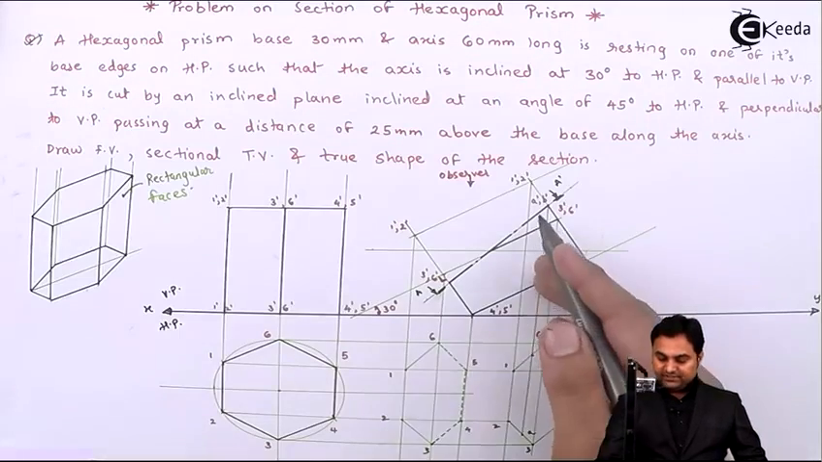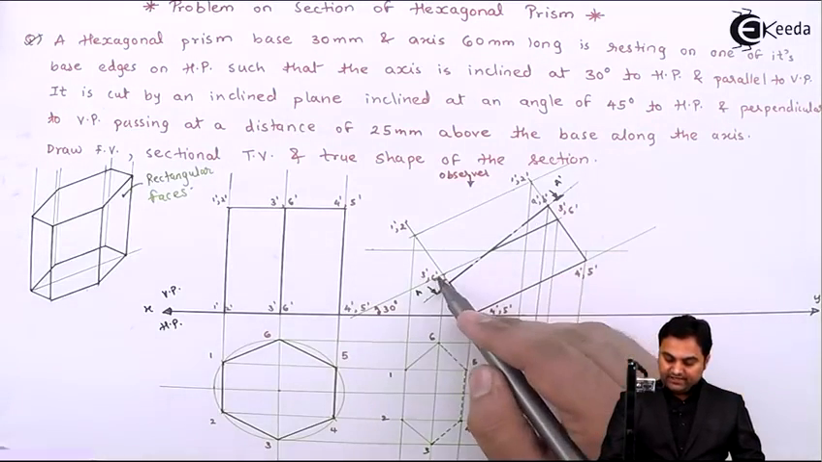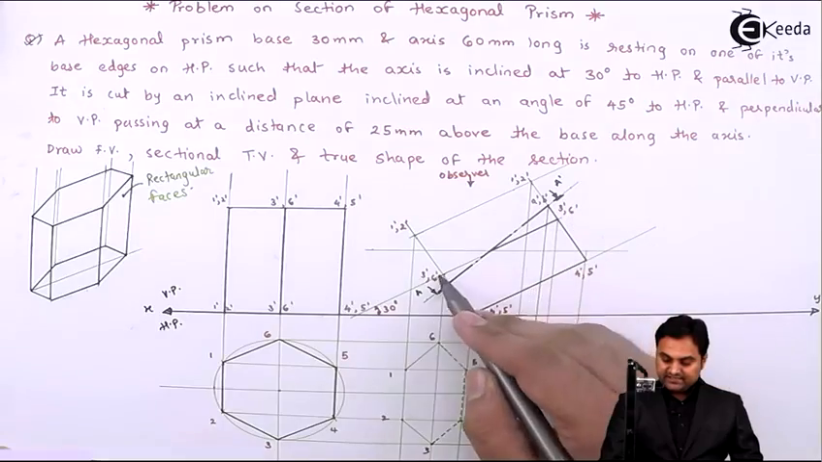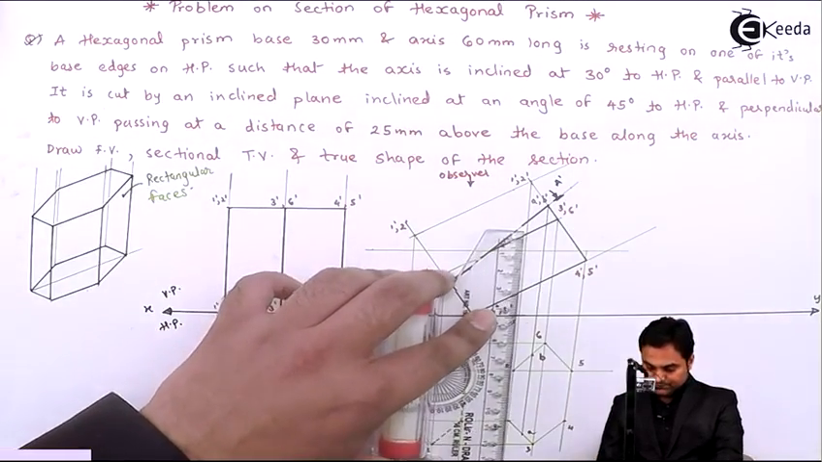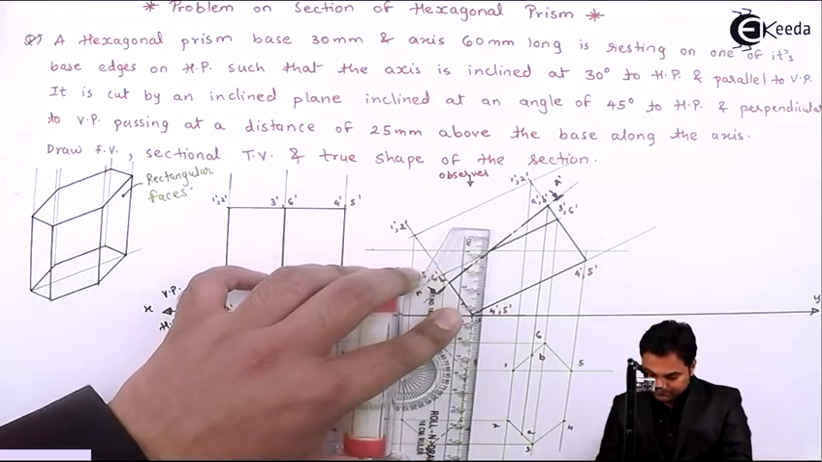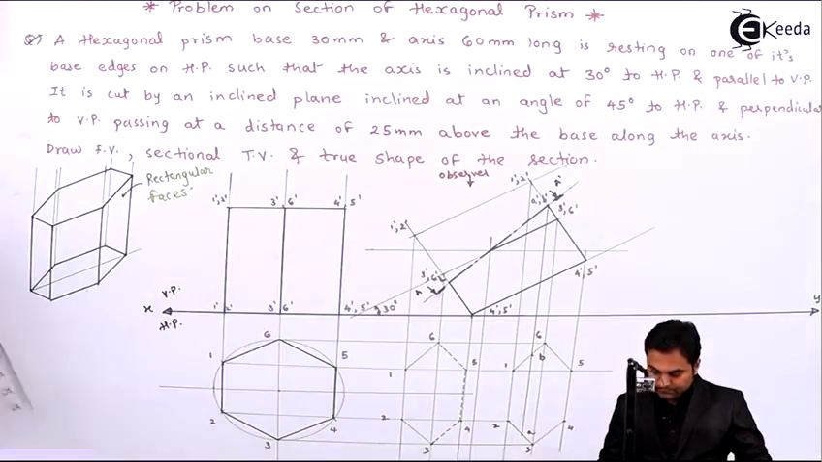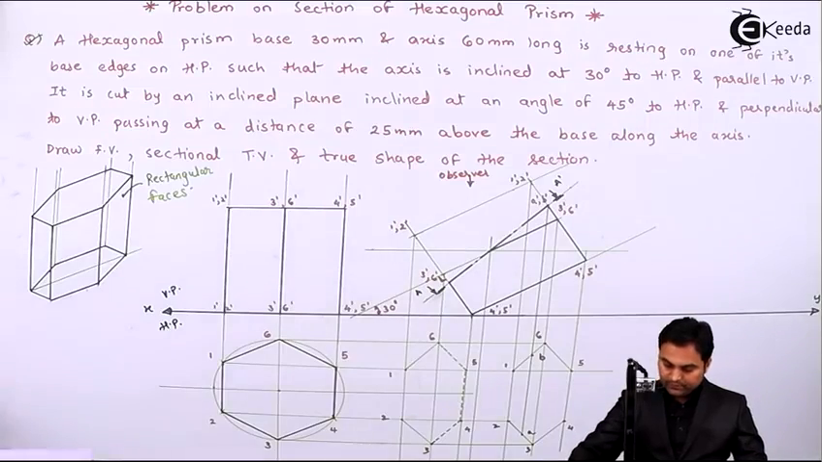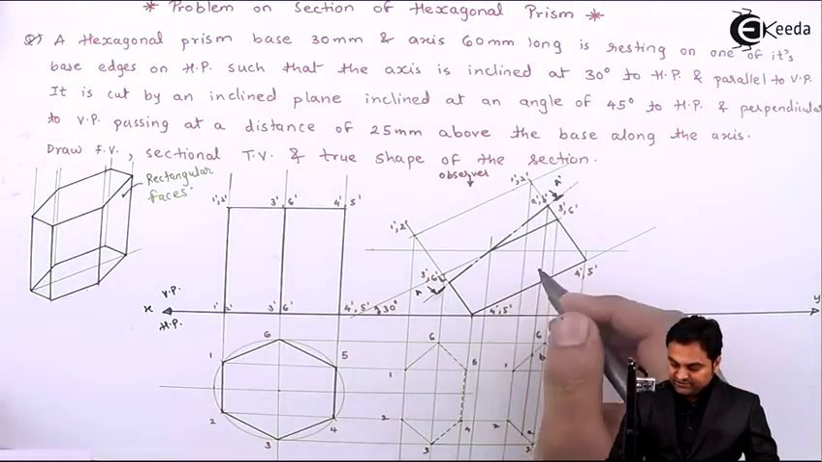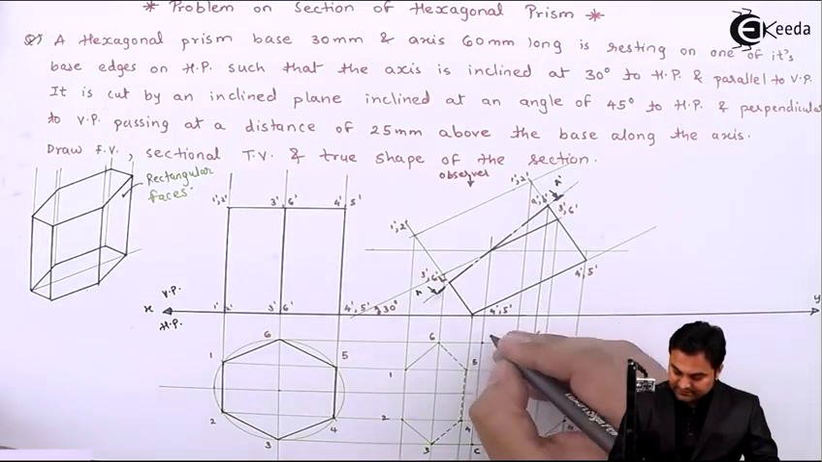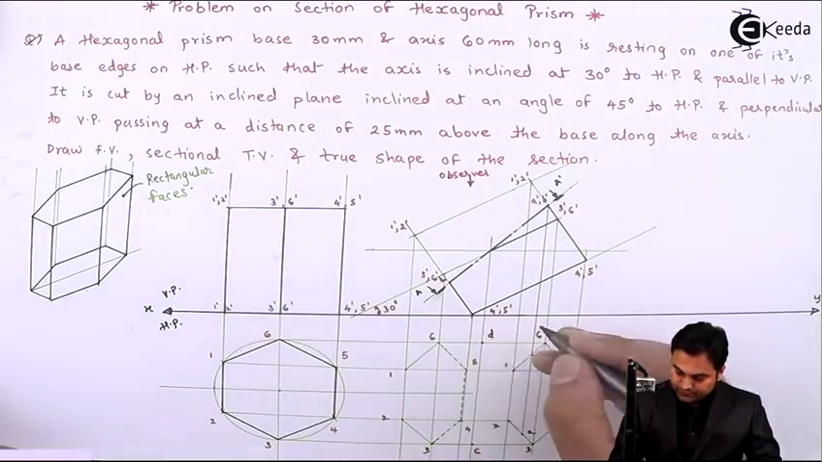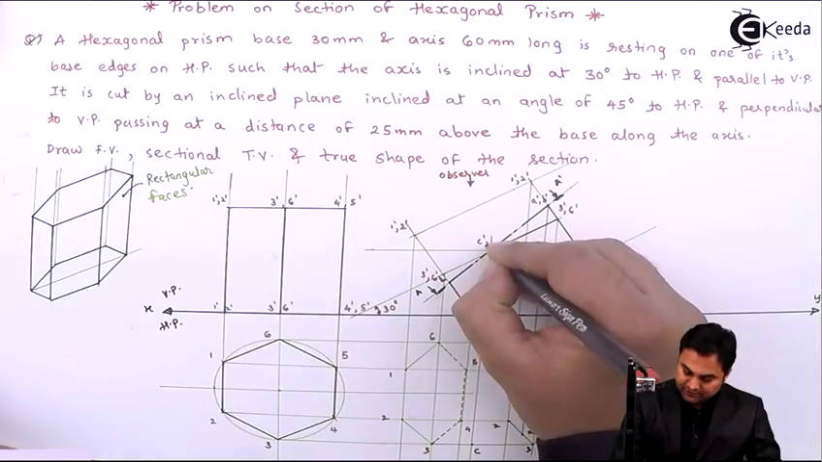Next, this cutting plane is cutting edge 3 dash 3 dash and 6 dash 6 dash. So projecting it downwards. Since the cutting plane is cutting two edges at the same time, where it is cutting 3 3, I'll call it point C. Where it is cutting 6 and 6, I'll say it is point D. So here I am getting 2 points, C dash comma D dash.